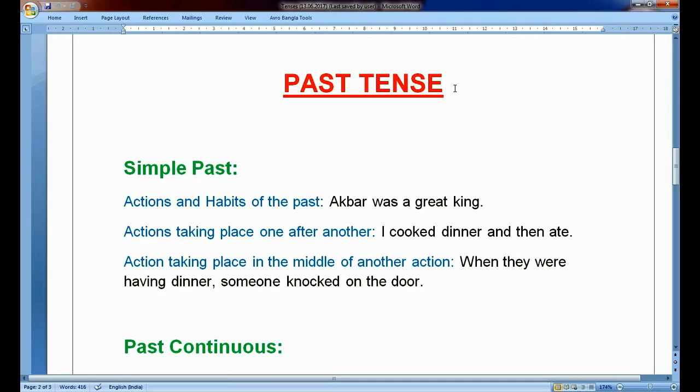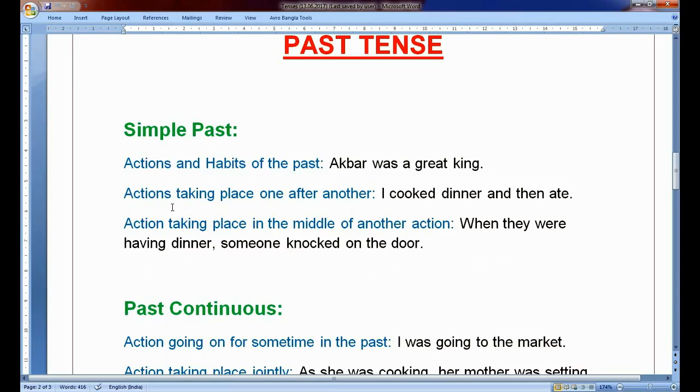The past tense again has been divided into four subsets. The first one is the simple past, which denotes three types of actions: actions and habits of the past, actions taking place one after another, and action taking place in the middle of another action. Actions and habits of the past means this incident has happened a while ago and has nothing to do with the present. Example: Akbar was a great king. It means Akbar was a king of the past, and hence we have used the verb was in this case.